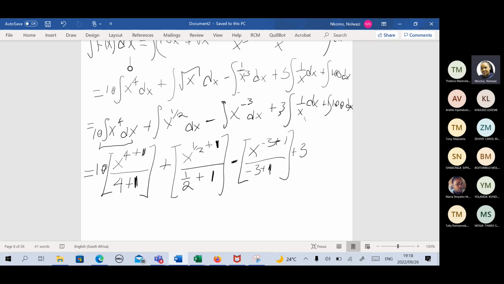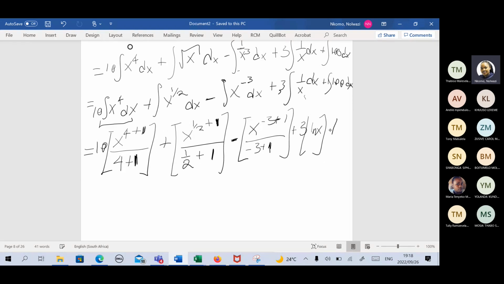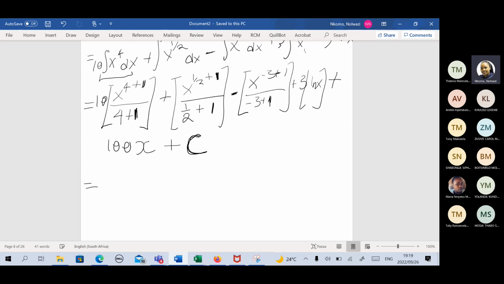meaning we can't use the power rule. But we know that the integral of 1 over x is equal to ln x. So if we integrate this, we'll have ln x. Then we have the integral of 100 with respect to x, and 100 is a constant. We said the integral of a constant with respect to x would be that constant times x, so we have plus 100x. Okay, we are done integrating all the terms. After integrating all the terms, remember to add the constant of integration. And then you simplify all your terms.